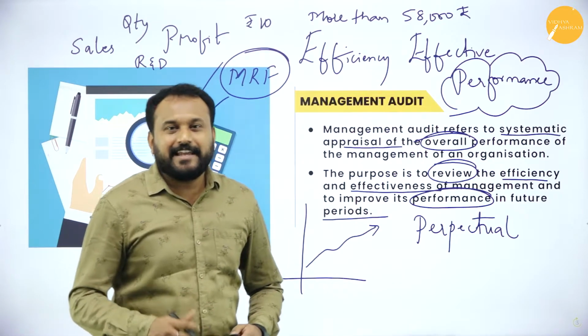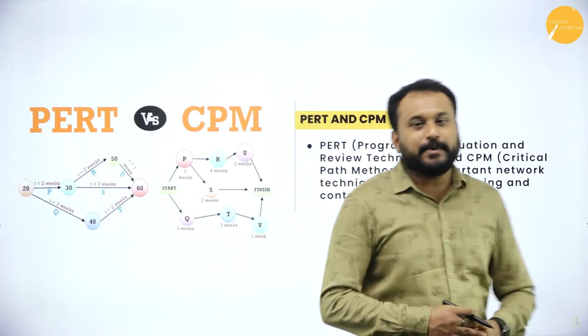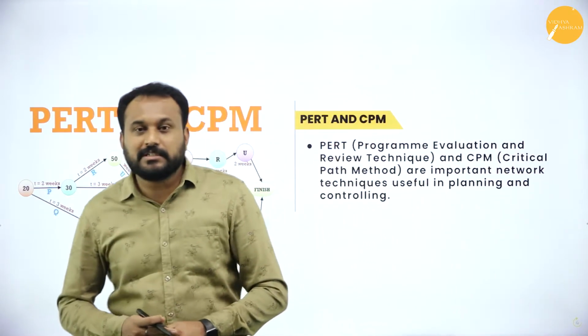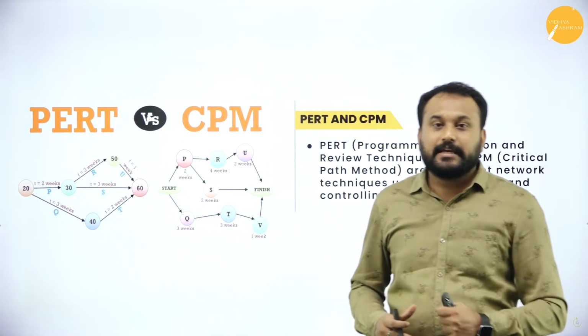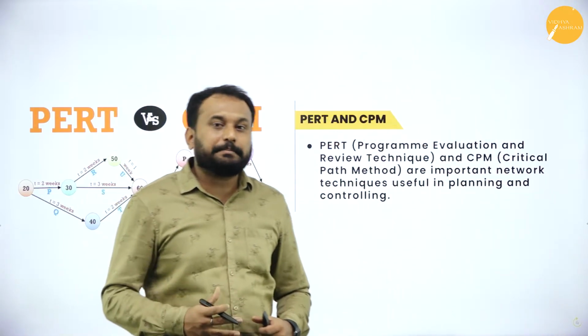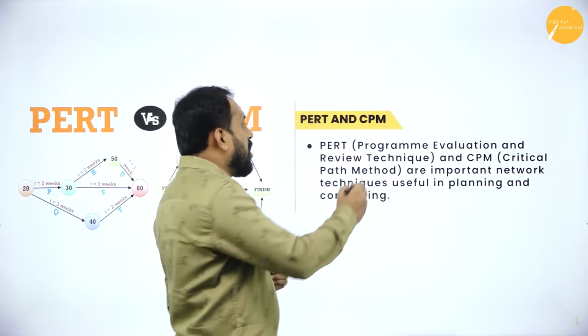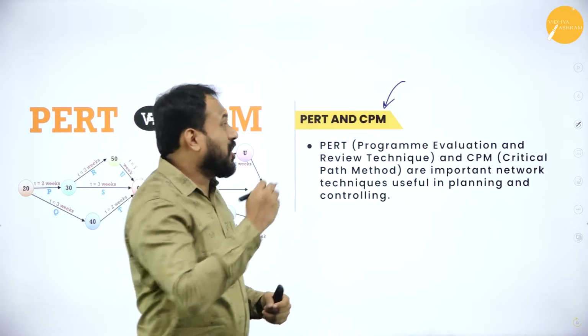So the next technique is PERT and CPM. What exactly are PERT and CPM? PERT means Program Evaluation and Review Technique. And you have one more, called the Critical Path Method. See, the longest path is called the critical path. What is it? The longest path.